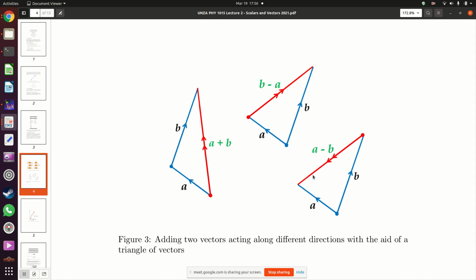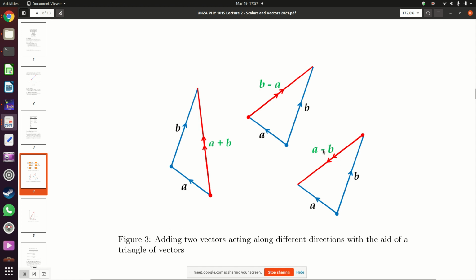So B minus A and A minus B are not the same vector because the direction is not the same. As much as the size is the same, the direction is not. Are we clear? If you look at B minus A and A minus B, they are the same size, but the direction is not, because B minus A is pointing up and A minus B is pointing down.